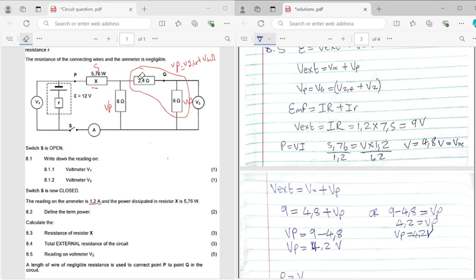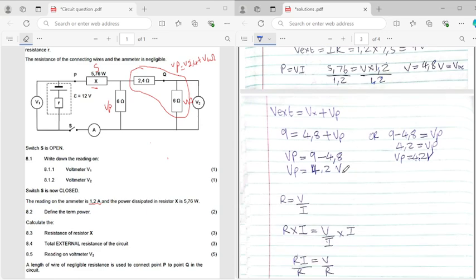Which means if we add the voltage of this one and the voltage of this one, it will give us 4.2 volts, right? So if you're struggling with algebra, this is how you can do it. You basically take the Vx to the other side, it will have a negative, that's why you have negative 4.8, and then you solve it that way, right?